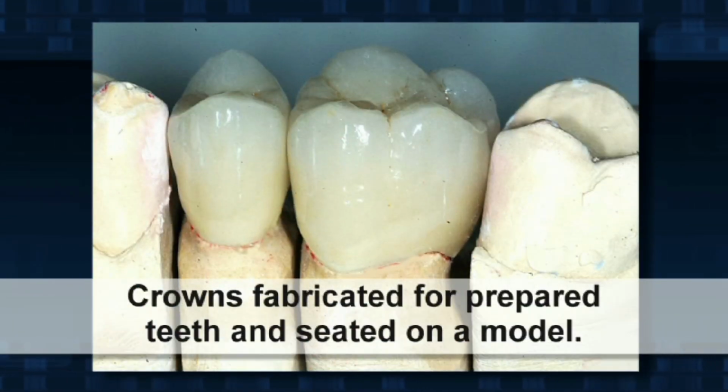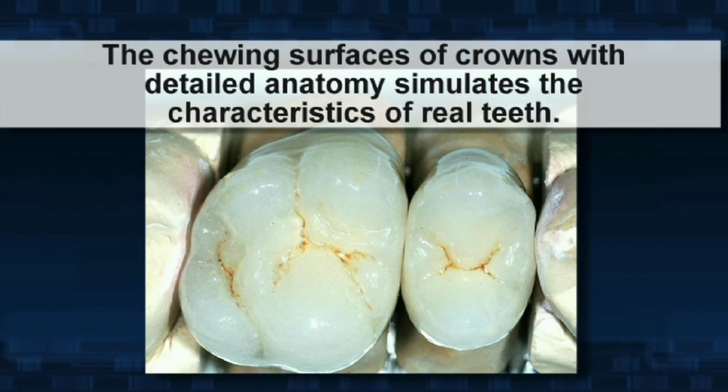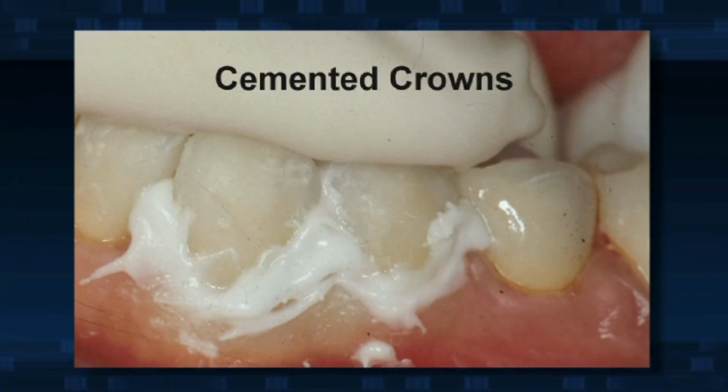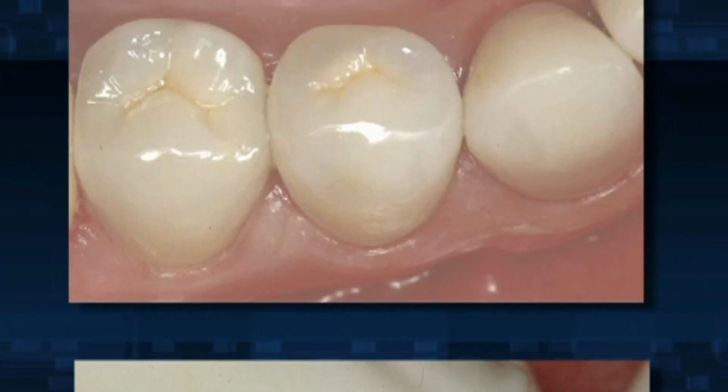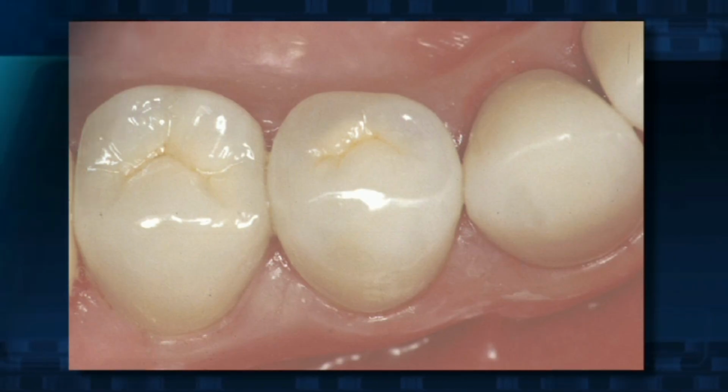These crowns have been fabricated for the prepared teeth and seated onto the model by the laboratory technician, and you'll notice that they simulate the natural tooth right down to the little grooves and crevices that are in a natural tooth. They're then cemented into the mouth by the dentist, and look at the beautiful result that is obtainable. These look just like natural teeth.